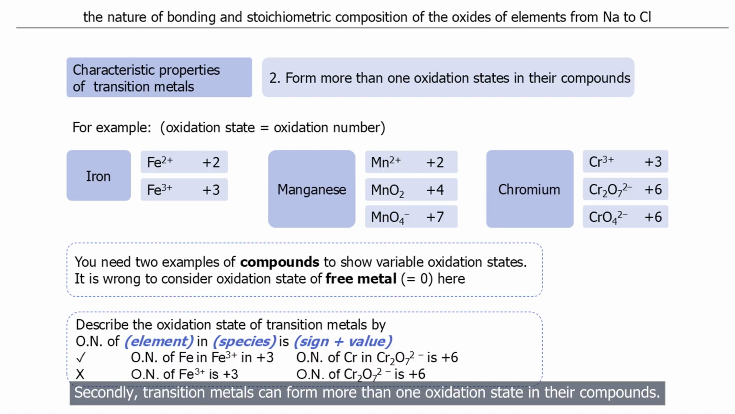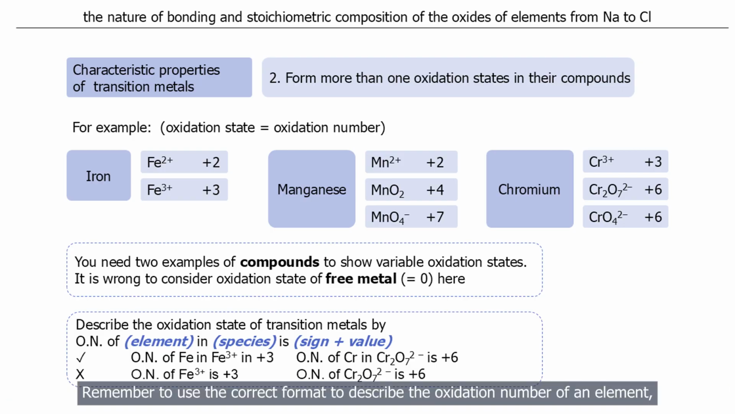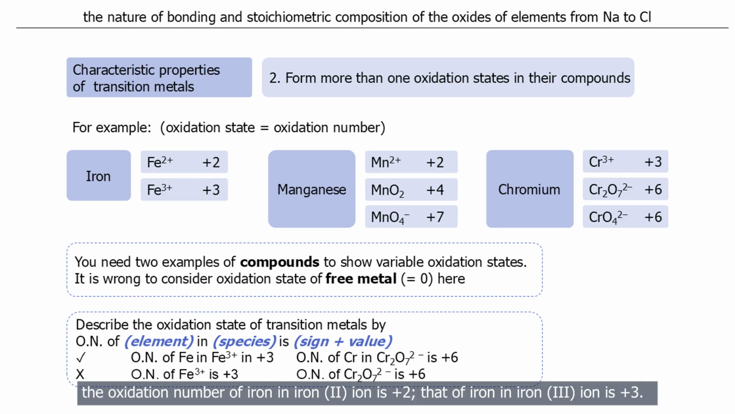Secondly, transition metals can form more than one oxidation state in their compounds. The concept of oxidation state is the same as oxidation number. Here are some examples of transition metals exhibiting more than one oxidation state in their compounds. Remember to use the correct format to describe the oxidation number of an element, which is oxidation number of element and species is sign plus value. Using iron as example again, the oxidation number of iron in iron 2 ions is +2. That of iron in iron 3 ions is +3.